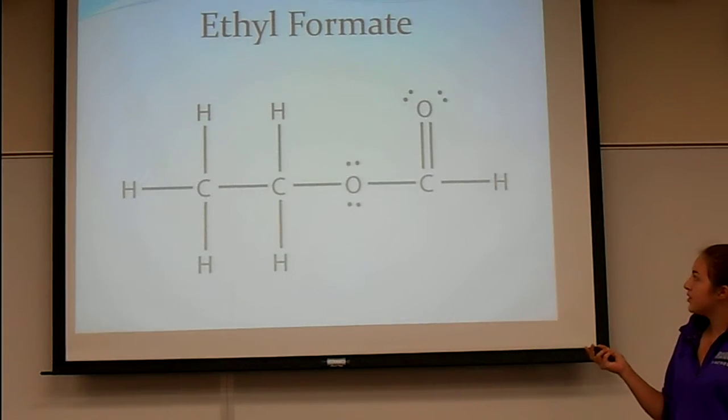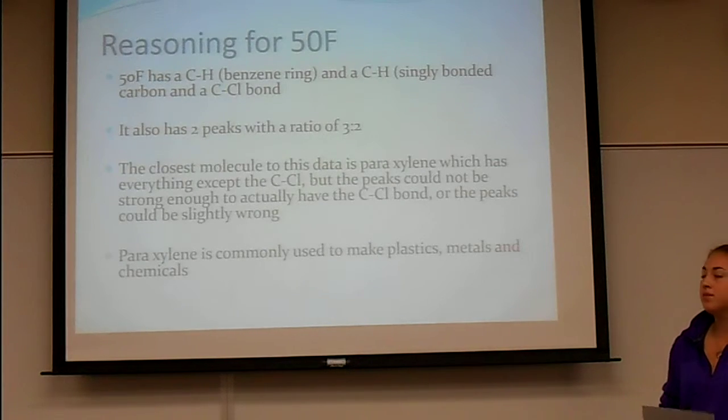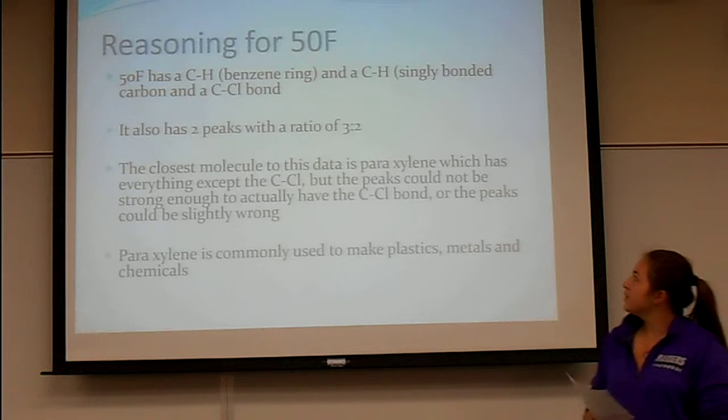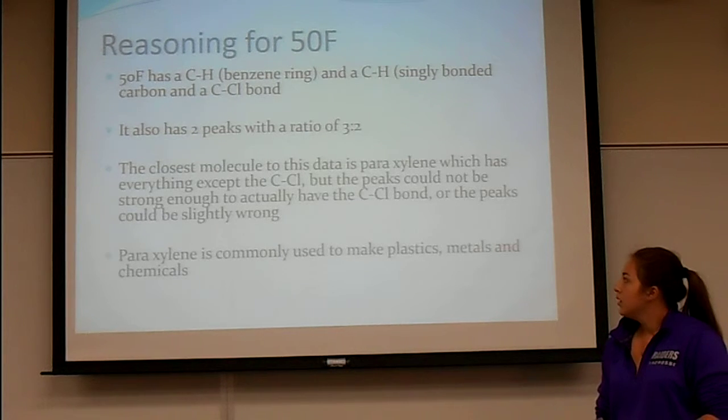Here's a picture of the actual makeup of ethyl formate. There's a C double bonded to an O and a C bonded to a hydrogen. Next was 50F. 50F had a benzene ring and carbon singly bonded to a hydrogen. It has 2 peaks with a ratio of 3 to 2.